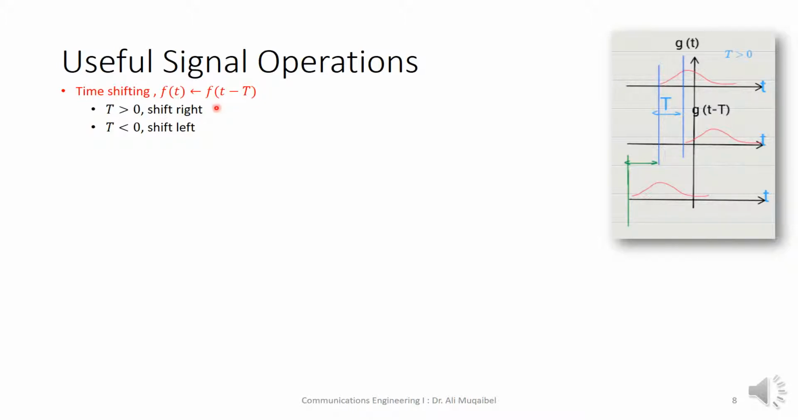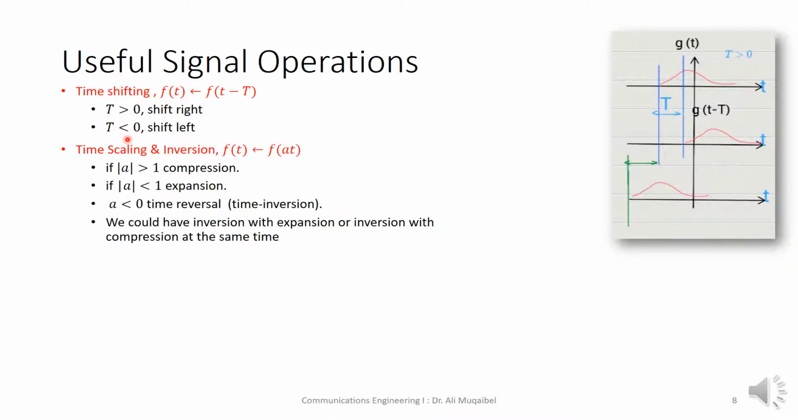If this is positive, then we are shifting to the right. If we have t minus 5, then we are shifting to the right 5 units. If it is negative, remember that there is a minus sign here in the formula, so if it's negative, then we have a shift left. We are shifting right or shifting left by changing the time operation. If we scale the time by a certain constant, a, then if this constant is greater than 1, like 2, 3, 4, 5, minus 3, minus 4, then we have compression. If it is less than 1, then we have expansion, like 0.5t or 0.25t.